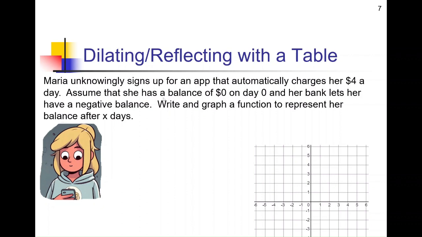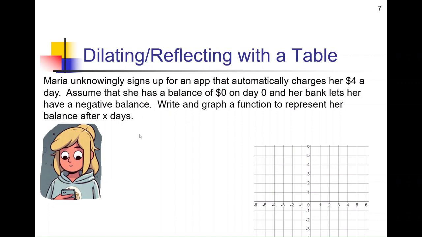Now let's assume that she has a bank balance of 0 on day 0, which is pretty unfortunate. And let's also assume her bank is going to let her maintain a negative balance instead of just not going through the transaction. We want to write and graph a function that represents her balance after x days.